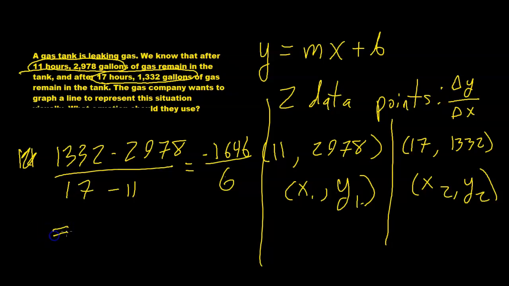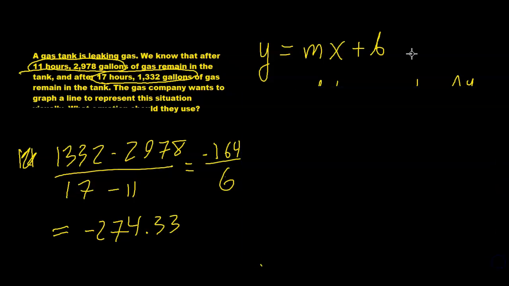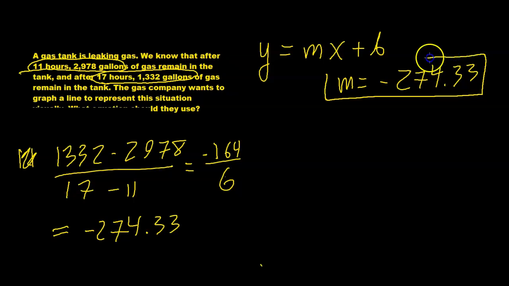Since this is sort of a scientific scenario, let's find this m value as a decimal. That's going to be negative 274.33, okay? We've just found one important piece of information, haven't we? We found that m equals negative 274.33, right?